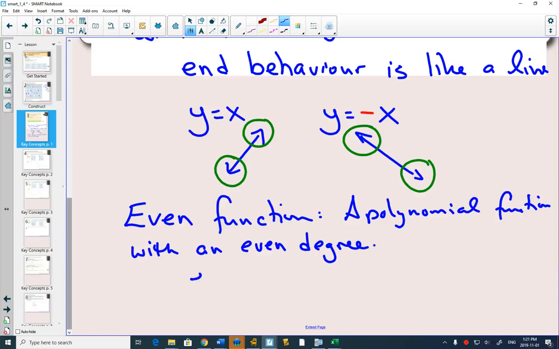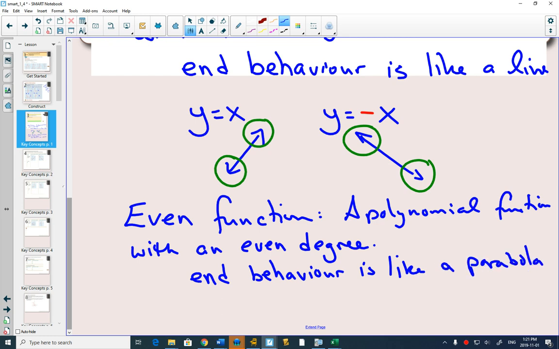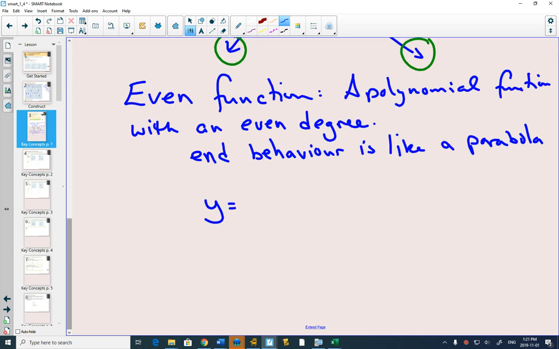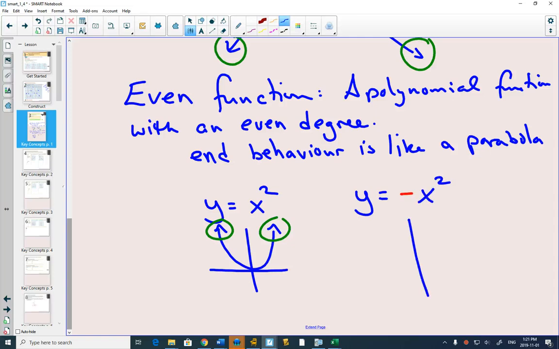And the same thing here, the end behavior is like a parabola. So if we have an even degree function that has a positive leading coefficient, right, our parabola opens up, meaning that your end behavior is going up in both directions. And if you thought about a parabola with a negative coefficient, well, that's a parabola that opens down. The end behavior, what happens at the end of the graph, is it goes down on both sides.